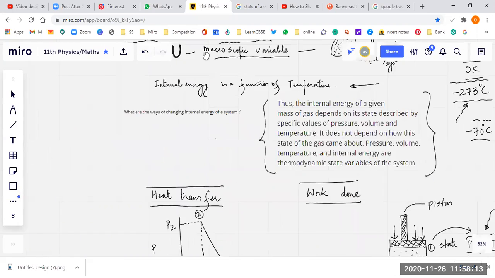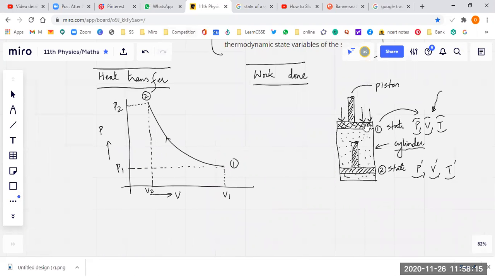Okay students, let's go further. So I pressed the piston down. The system was in state 1, and when the piston reached here, the system is in state 2. Now what is the volume? This is the volume of my new system. All right.